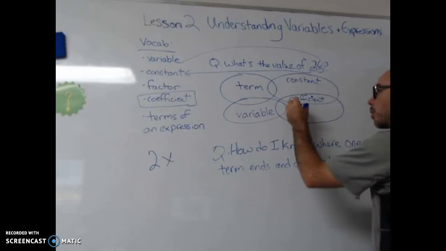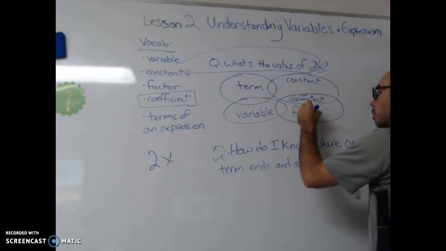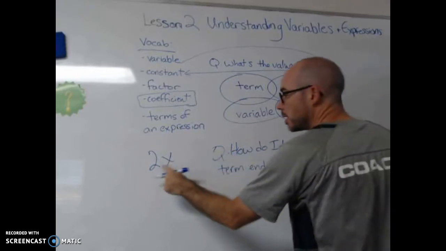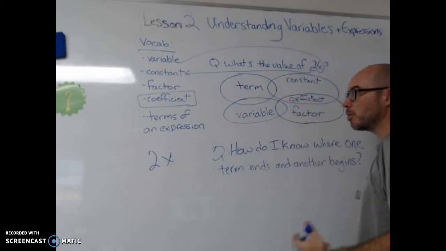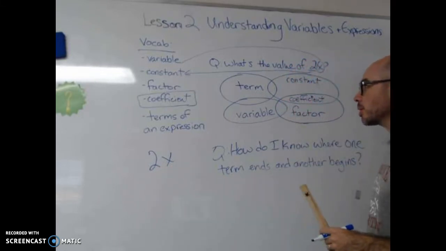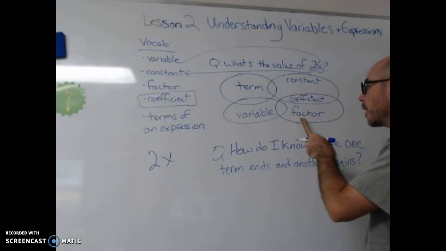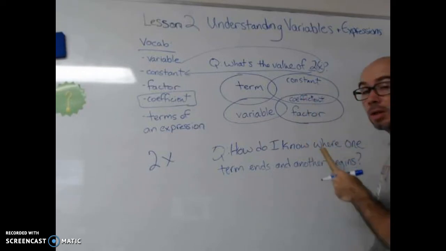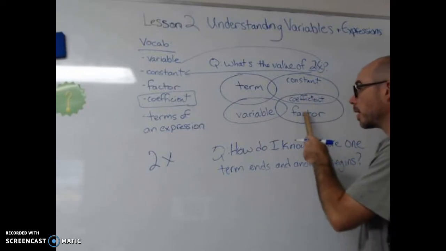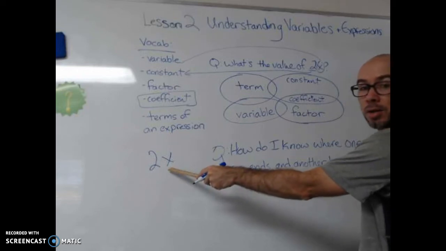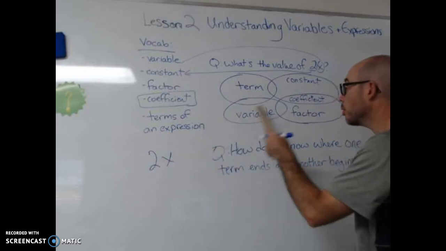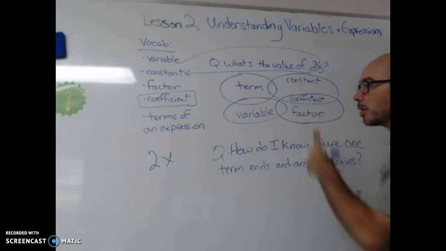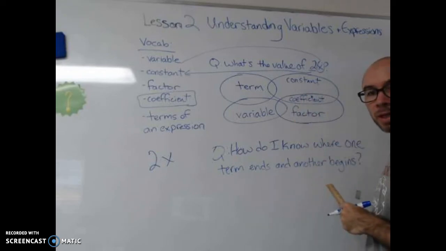And then we also had that word factor. A factor would be one of the pieces here that's being multiplied together to make the expression. So you can see here a factor could be the coefficient, but maybe it's not. The factor X is not a coefficient, but the factor 2 is. So there's some overlap. There's where they could be the same thing, and there's where they could be different things.